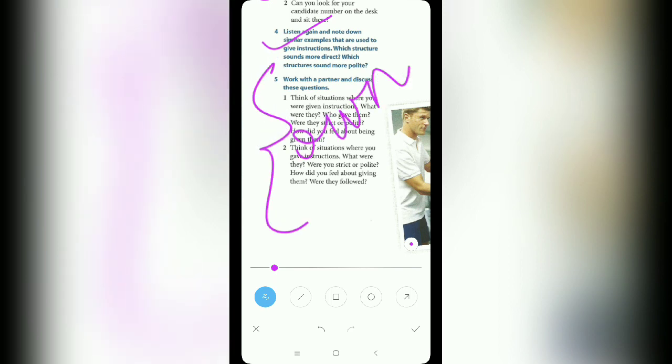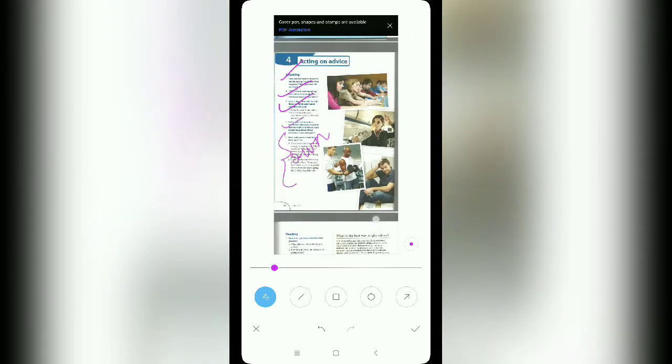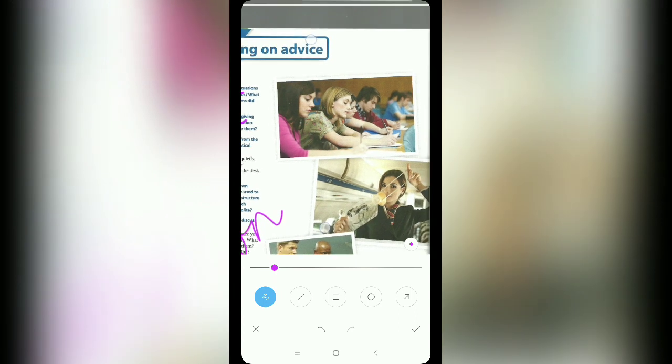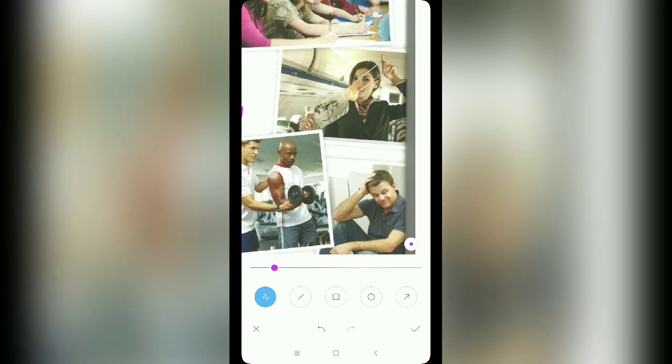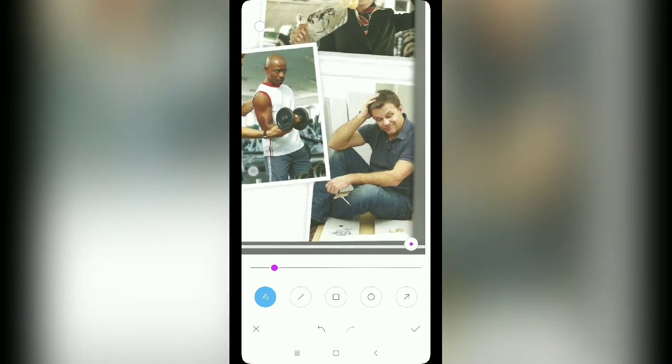Okay, now you have to observe the pictures also, and you have to understand the pictures also, right? So you have to understand what is in the first picture, what is in the second picture, the third and the fourth picture. You can comment down in the comment section also.